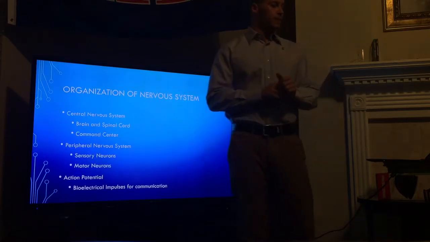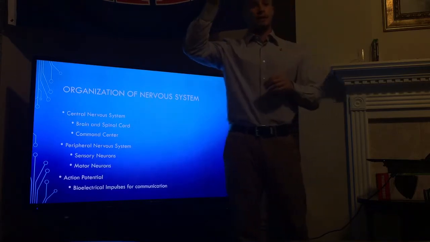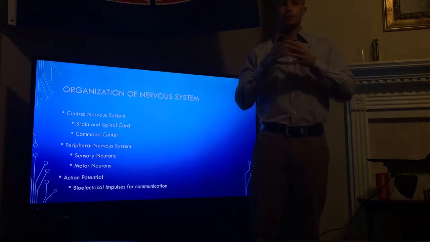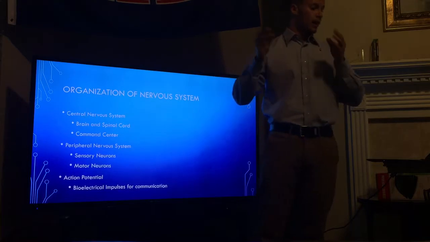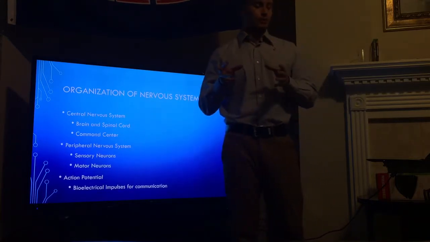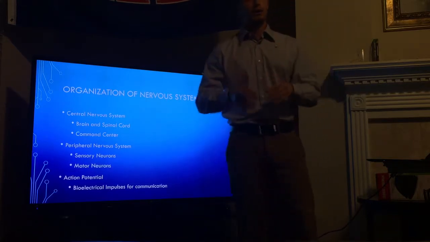Organization of the nervous system. So we start with the central nervous system, the brain and spinal cord, which is the command center of the whole body. Outside of those two portions, we have the peripheral nervous system, the PNS, which has sensory neurons and motor neurons. Action potential is actually the bioelectrical impulses which communicate among those pathways.